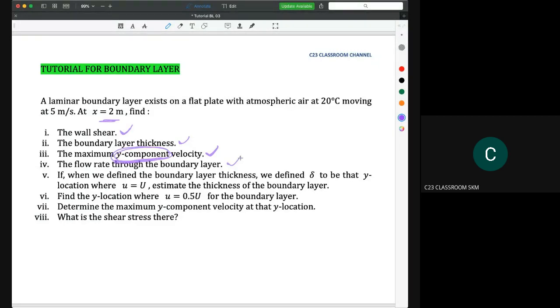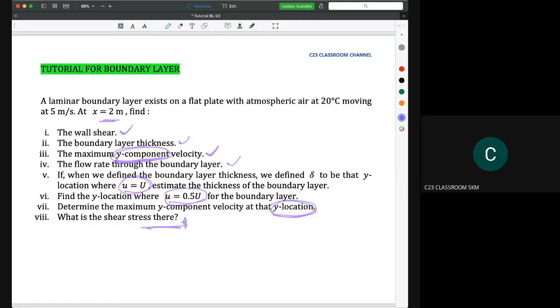And then if we define the boundary layer thickness, we define delta to be that y location where u equal to capital U. Estimate the thickness of the boundary layer. Then find the y location where u equal to 0.5 U for the boundary layer. Then determine the maximum y component velocity at that location, meaning at u equals 0.5 U. And what is the shear stress there?